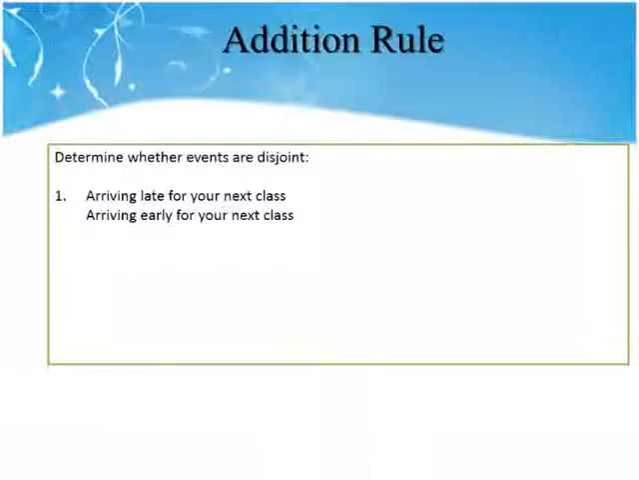Event A would be arriving late for your next class, and event B would be arriving early for your next class. Since there's no way to arrive late for your next class and arrive early for your next class, these two events would be disjoint.